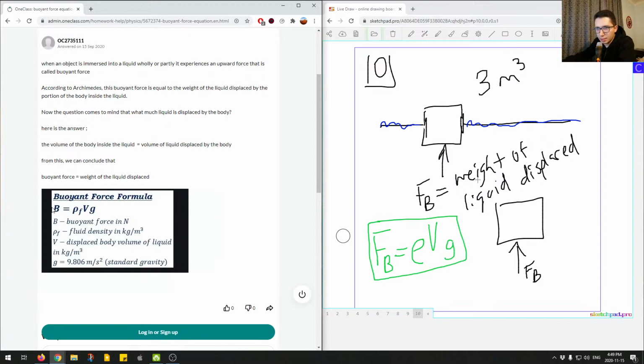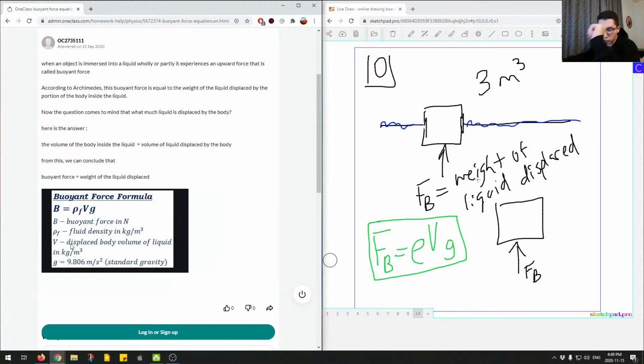So B is just capital B, buoyant force, similarly over here. Density is shown here, and it's the fluid density in kilograms per meters cubed. It's this symbol represented here. It's like a P. I forget the Greek name. And V is the volume, the displaced body volume of the liquid.